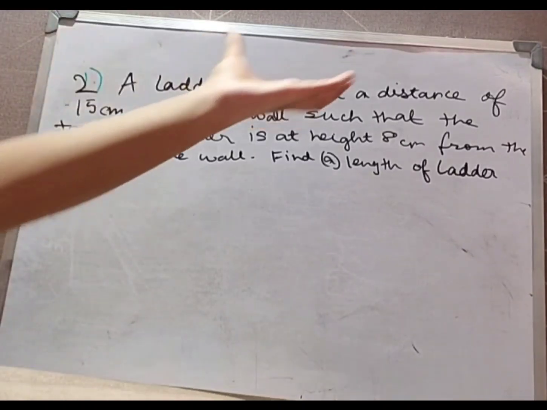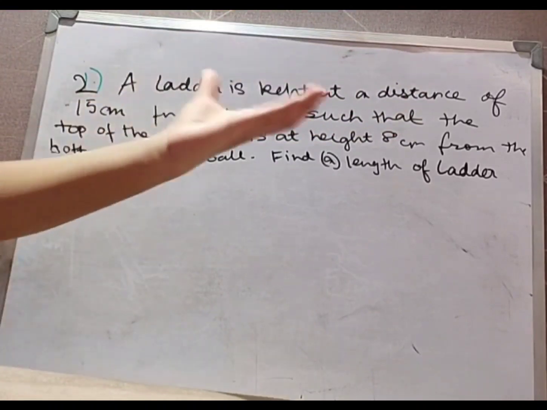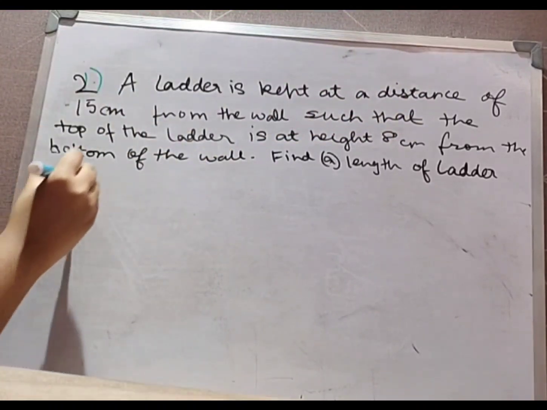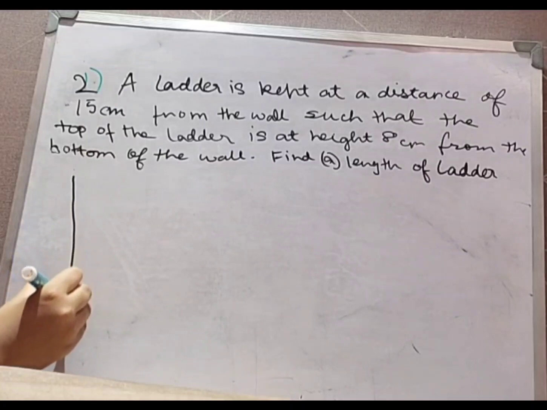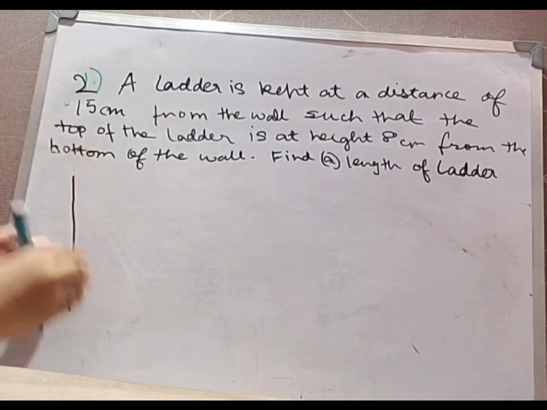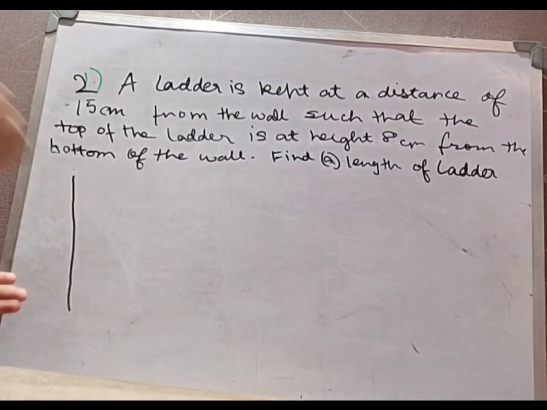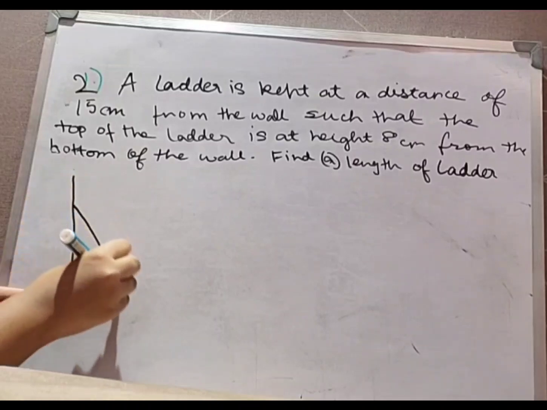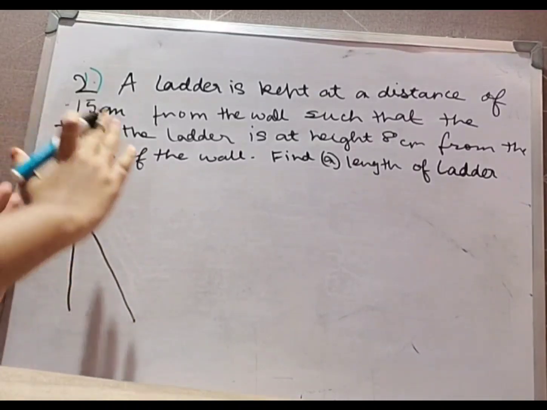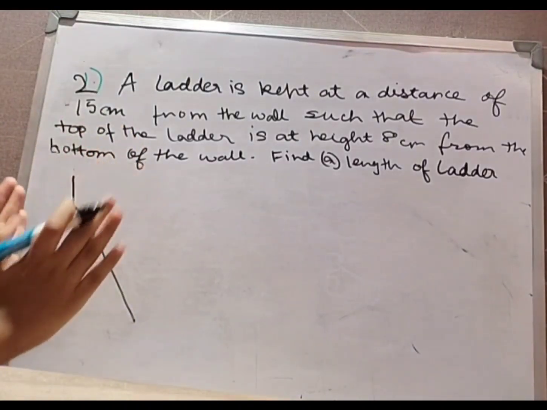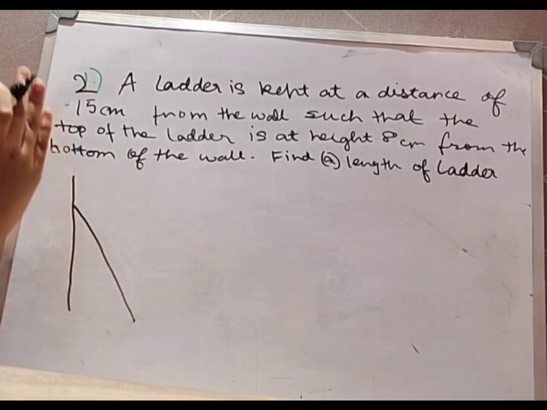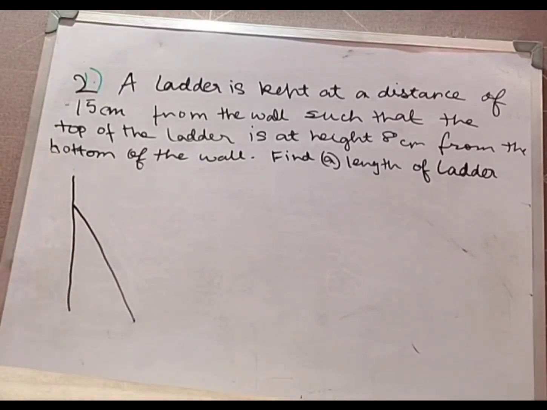It said that a ladder is kept at a distance of 15 centimeter from the wall. So let this straight line be the wall. Now a ladder, how is a ladder kept? Always a ladder is kept like this, right? Ladder is never kept straight. Ladder is always slanted. It's always balanced, kept against the wall. So it's kept like this. To denote the ladder, I will not make such designs. I will just use one single line.